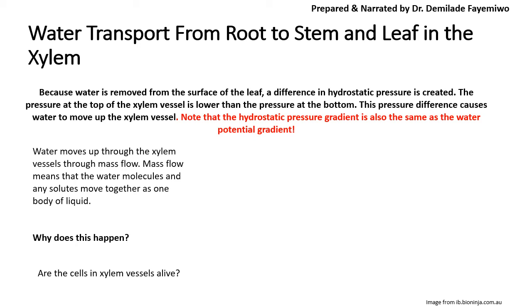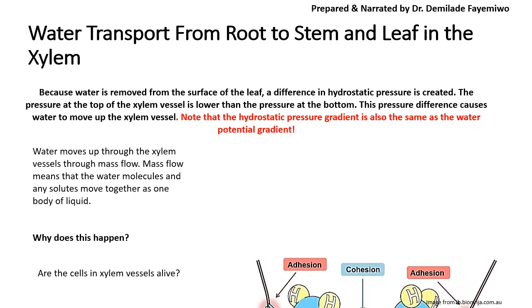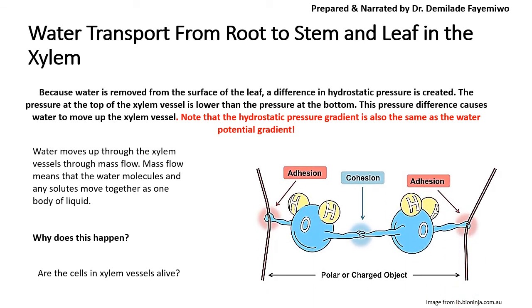Something else you have to know is that water will move through the xylem through what we call mass flow. Mass flow means that water molecules and the solutes that are absorbed from the soil will move as one body of liquid. And what helps this to happen is simply that water molecules have what we call the forces of adhesion, and they also have the forces of cohesion.